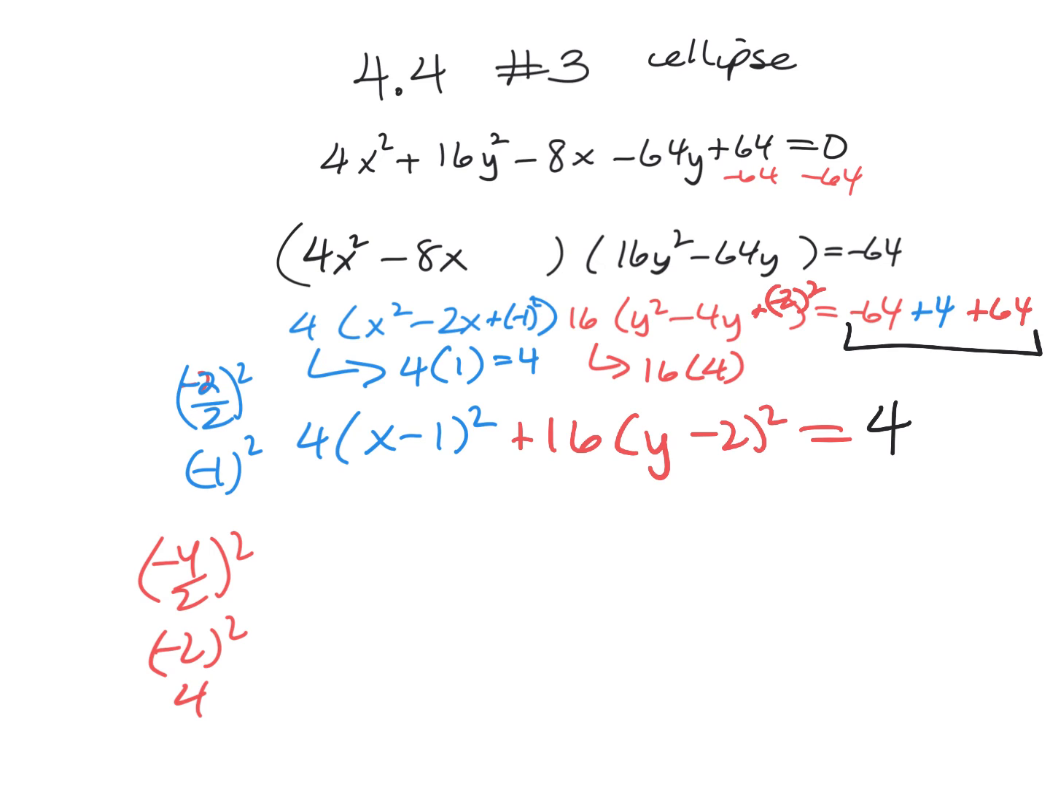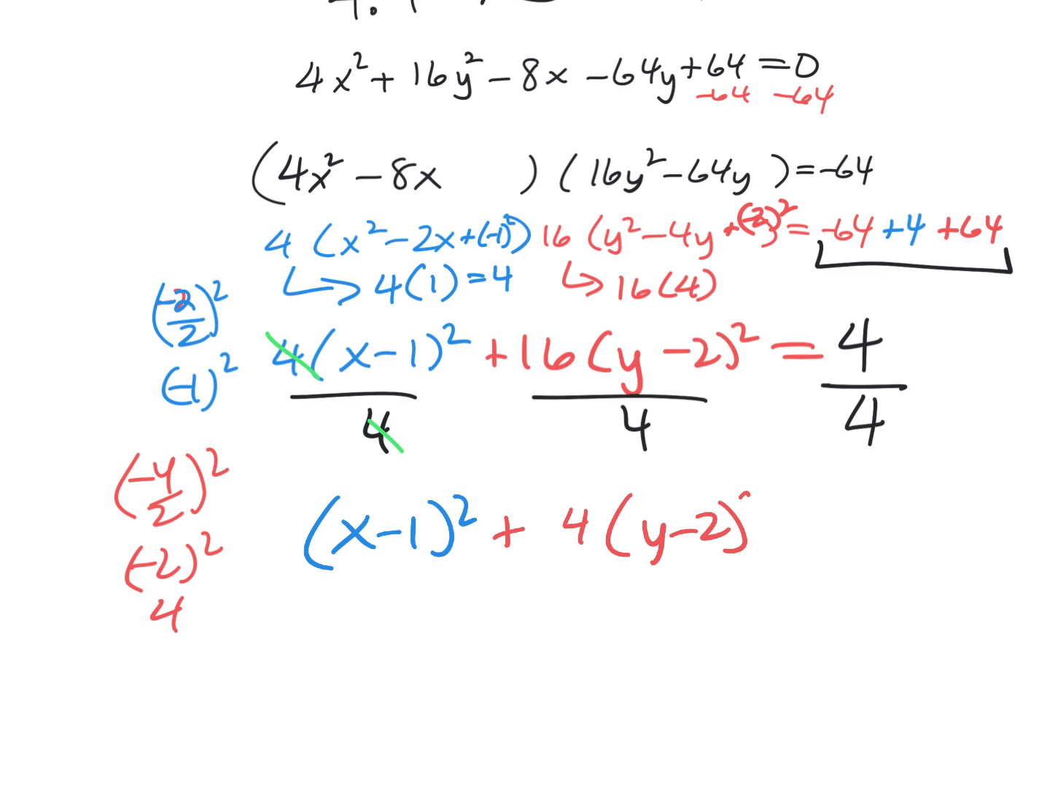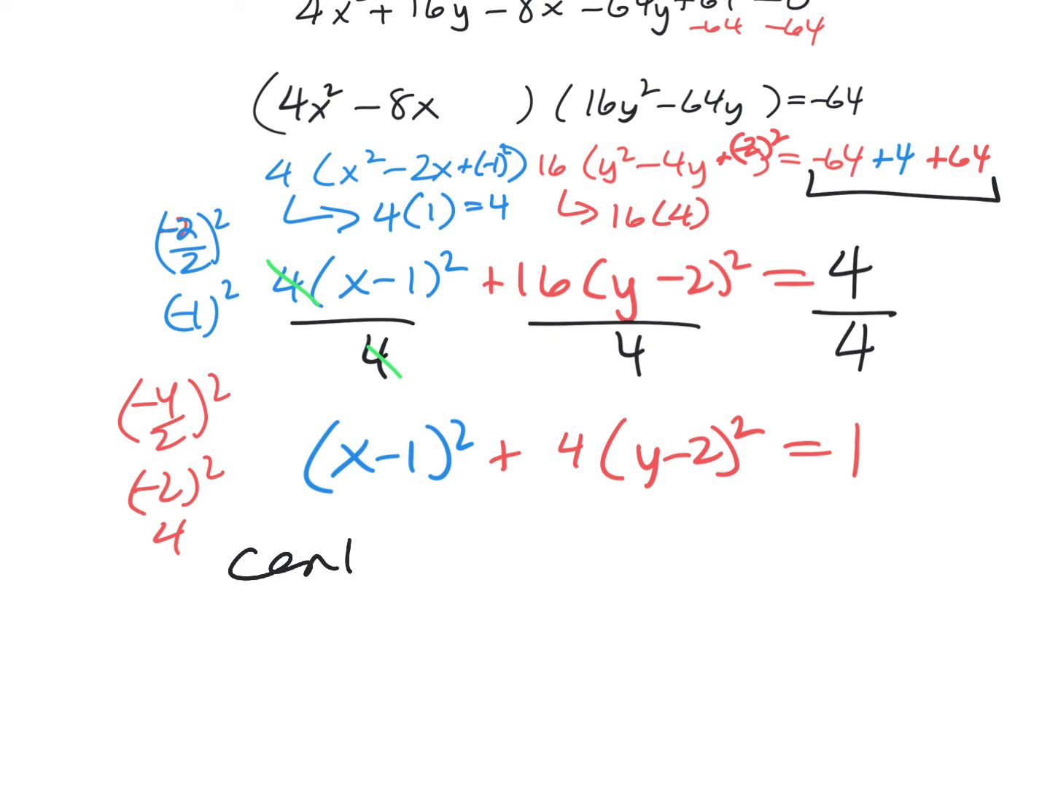Remember, standard form is equal to 1. So what I need to do is make this equals 4 here equal 1. So I divide everything by 4. This fraction simplifies, so I'm just left with x minus 1 squared. The red, 16 divided by 4 becomes 4, and now it equals 1. So now we have our standard form of our ellipse. Now I can answer all the questions, and this is what you'll have to do tomorrow on the test. So my center, remember this is H, this is K. So my center point is 1, 2.